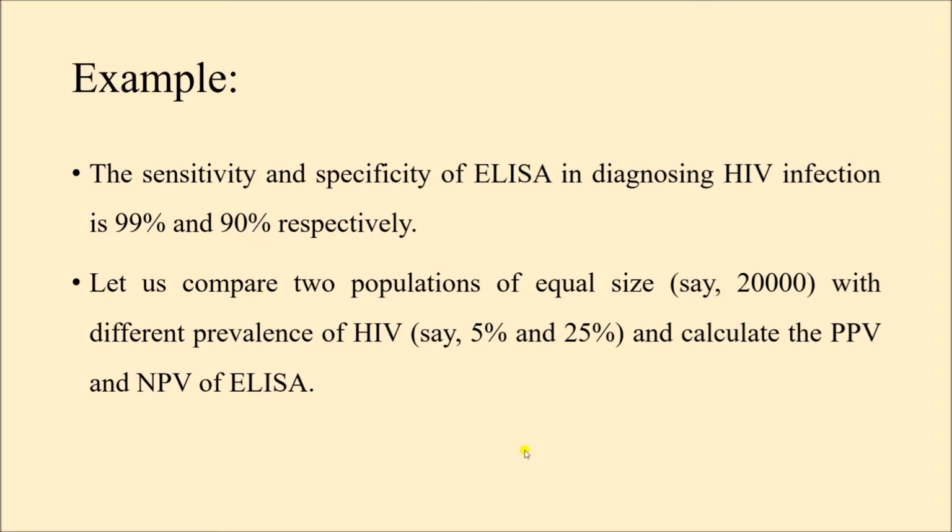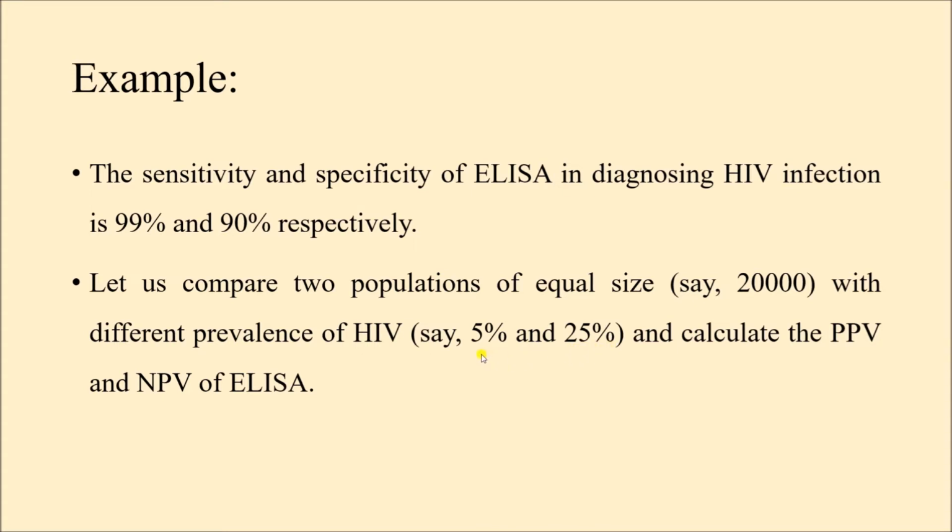Now we are going to compare two different populations of equal size. That means the number of people living in each population is the same. Here we have taken 20,000 people with different prevalence of HIV. So these two populations have two different prevalences of HIV. The first one is 5%. So in the first population we have 5% of people suffering from HIV, and in the second population the prevalence is 25%. That means in the second population 25% of the people are suffering from HIV.